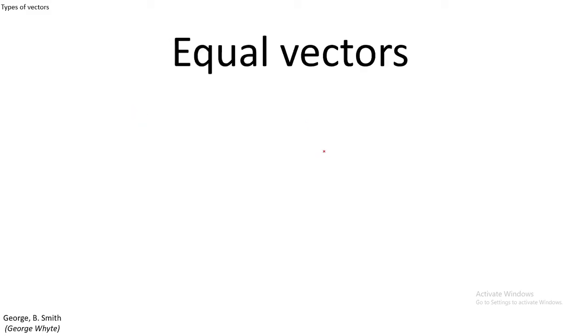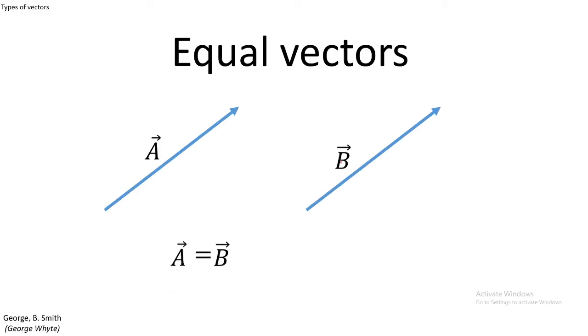Next to equivalent vectors are what we call equal vectors. Vectors are said to be equal if they are equal in all respects except their starting point. They may not start at the same point, but they have the same magnitude and the same direction. So equal vectors are vectors that have the same magnitude and the same direction. These two vectors are said to be equal because they have the same magnitude and the same direction. And once vectors are equal, you just say A is equal to B, and that is it.